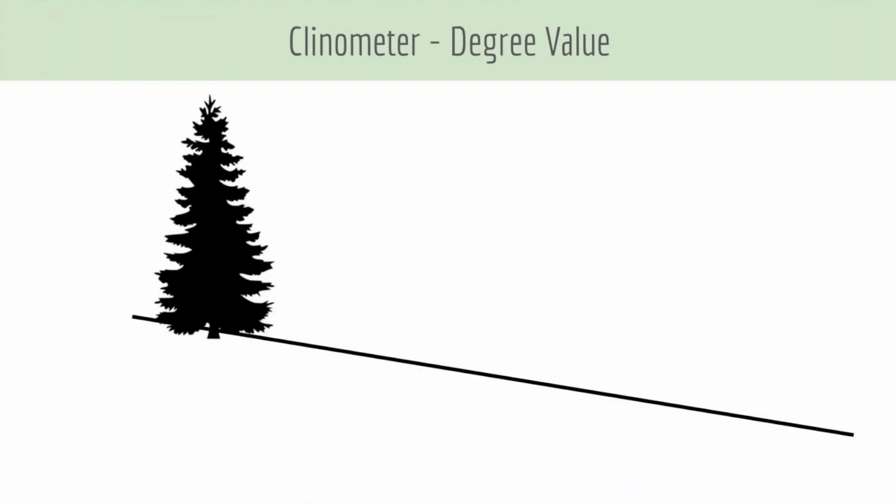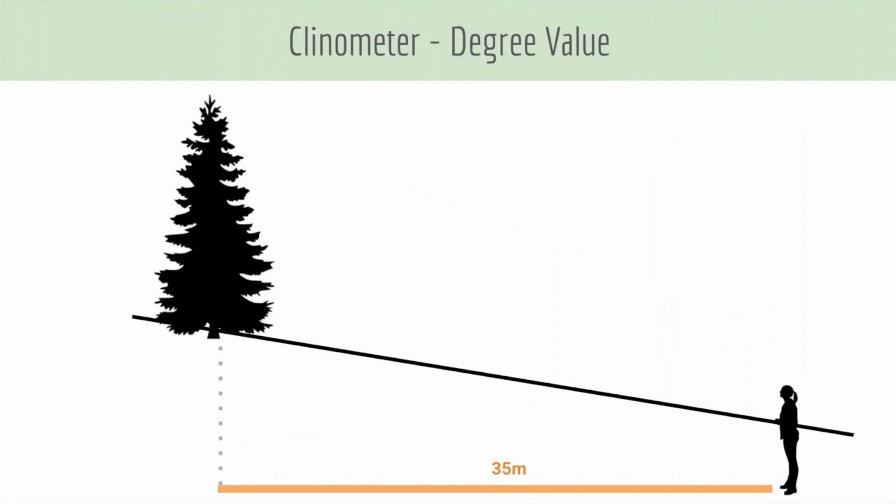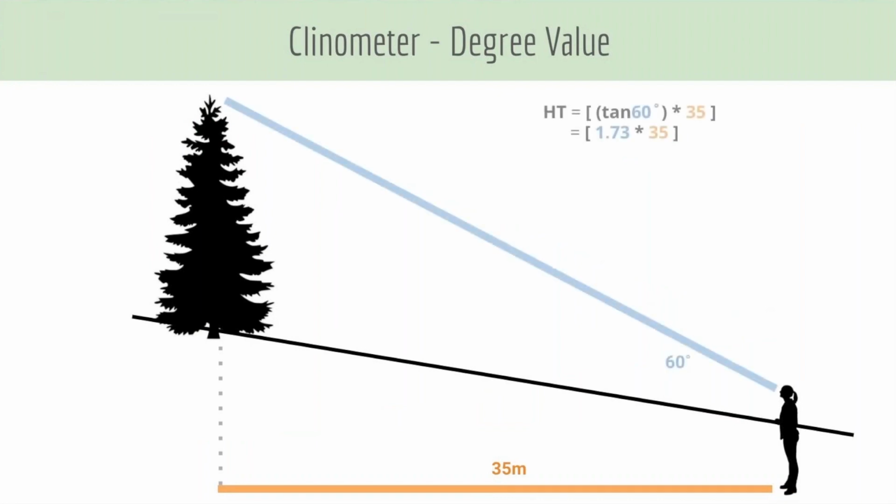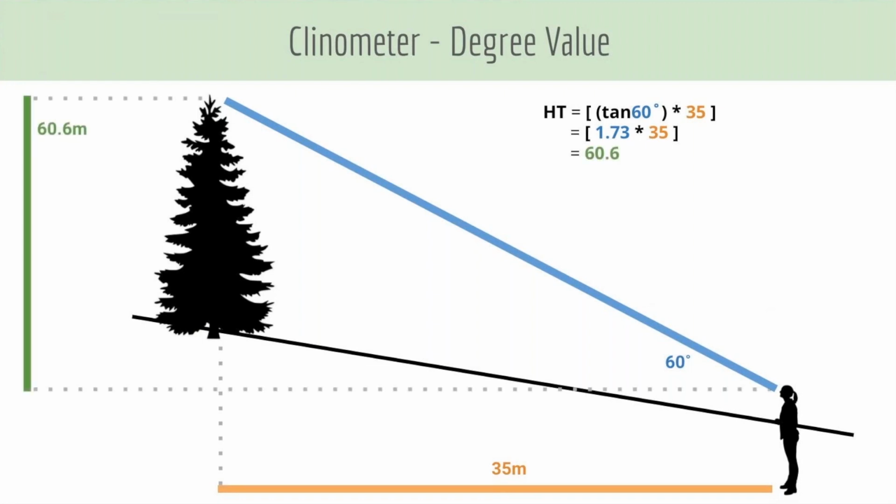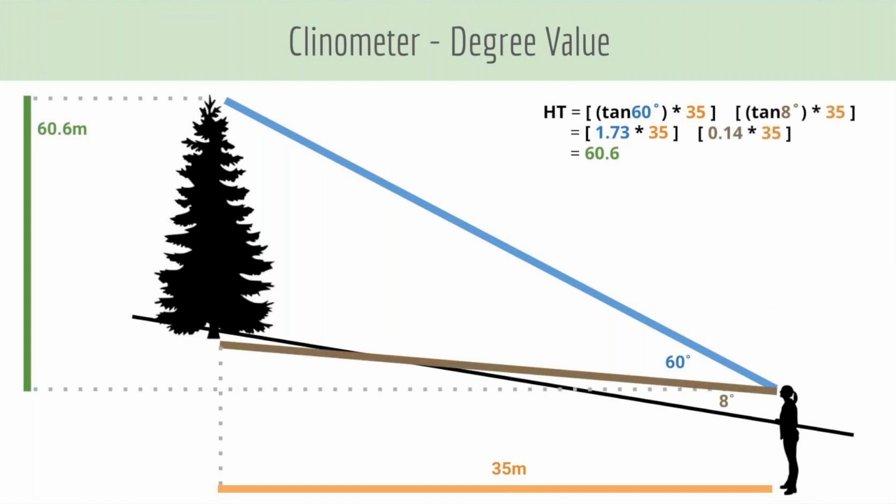Now what about this scenario here? So you've walked back 35 meters. Looking at the top, you get a reading of 60 degrees. Doing your calculations, you end up with 60.6. So now looking at the base with 8 degrees, multiply by tan, multiply by your distance of 35 meters, you get 4.9. And can you tell me, do you add or subtract? You would subtract. This would give you a height of 55.7 meters.